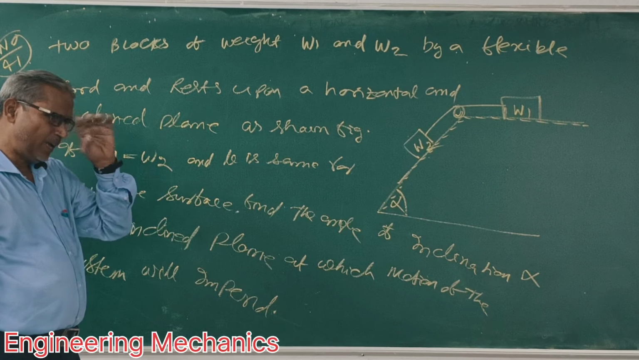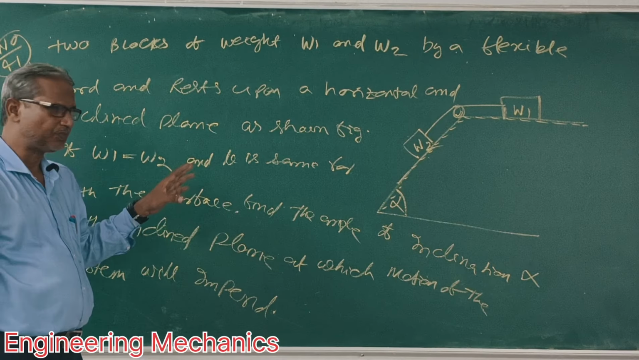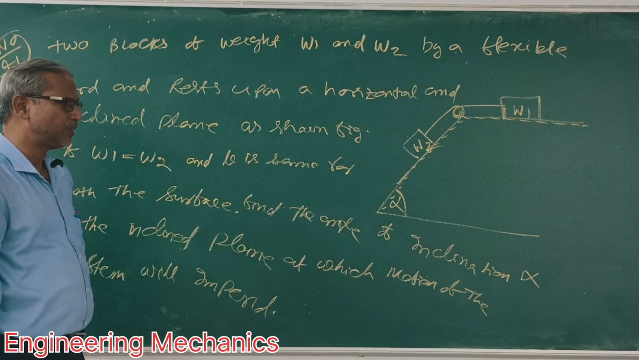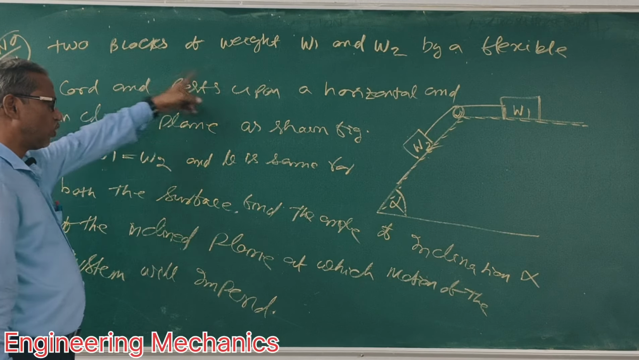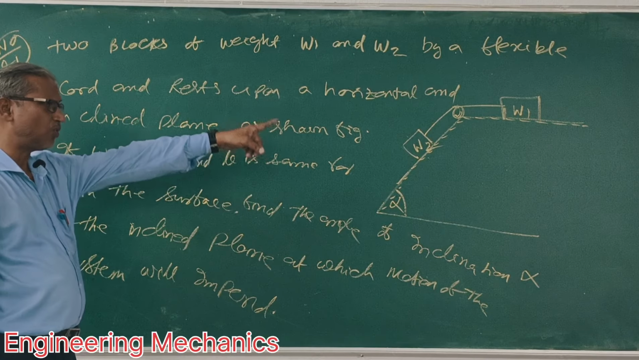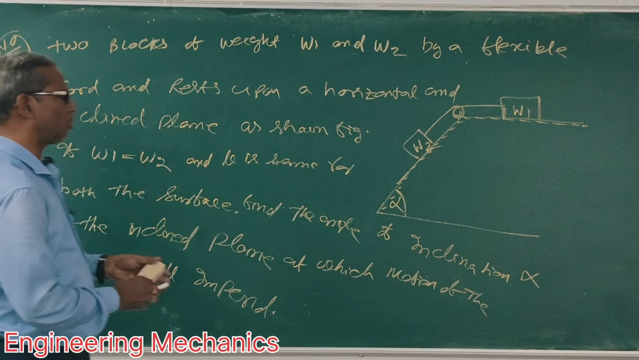Today I will do some important problems for friction. Clear? This is problem number 41. The question is: two blocks of weight W1 and W2, this is block W1 and this is block W2, are connected by a flexible cord.